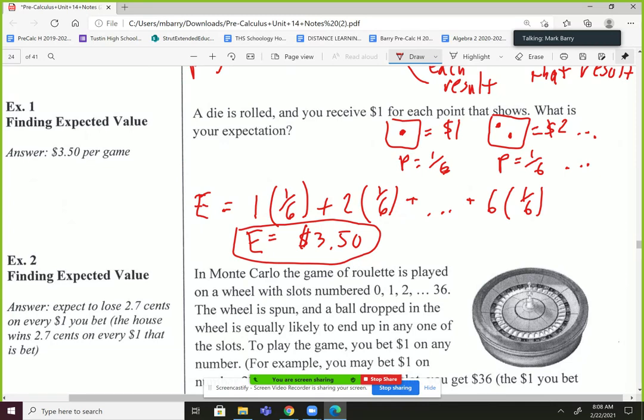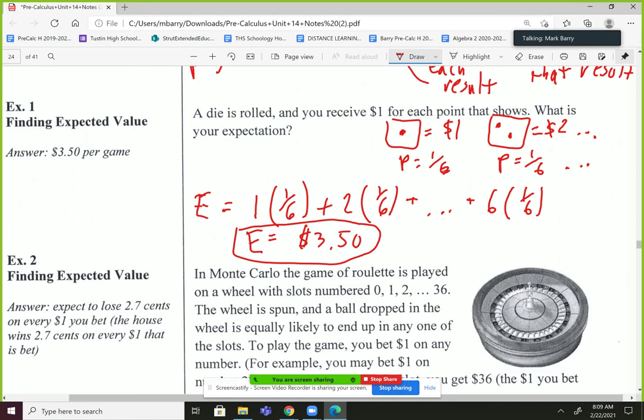Now, it's kind of a weird answer, you might say, because is there any result that will actually give me $3.50? No, there's not, right? If I land on a 3, I'll get $3. If I land on a 4, I'll get $4, but I'll never actually get $3.50. But they're saying that if I do this an infinite number of times, let's say 1,000,000 times, I'll probably get like $3.5 million, okay? So when you expand this out into large numbers, that's the average amount that you're expected to get.